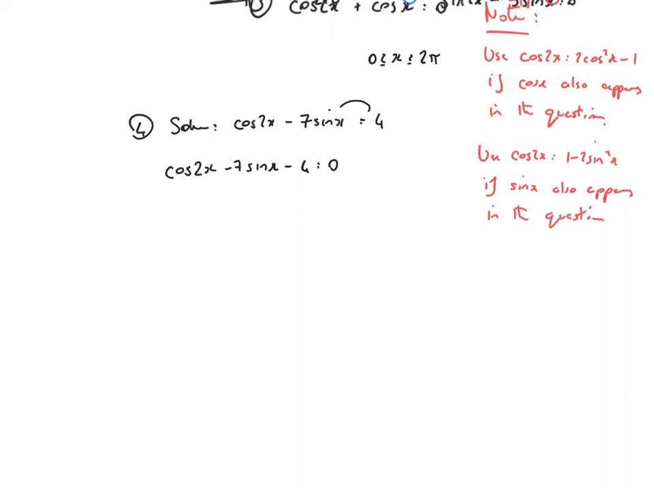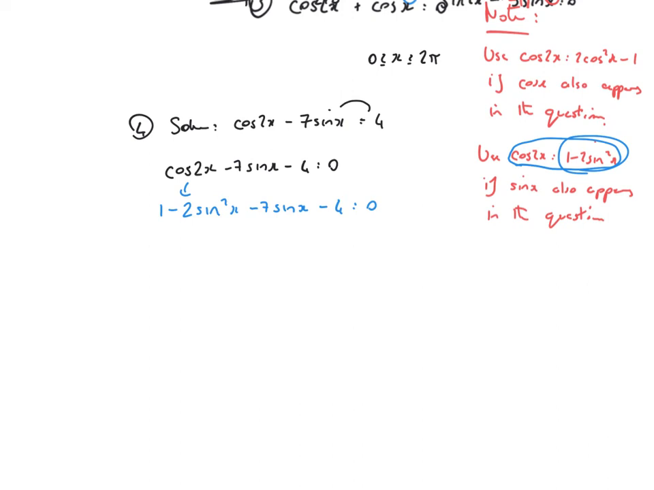Okay, let's look at our rules again. Use cos 2x equals 2 cos squared x minus 1 if cos x also appears in the question. Use cos 2x equals 1 minus 2 sin squared x if sin x also appears in the question. Right, so I think that's pretty clear then. We're definitely going to be using this one. So where I see cos 2x, I'm replacing it with 1 minus 2 sin squared x minus 7 sin x minus 4 is equal to 0.